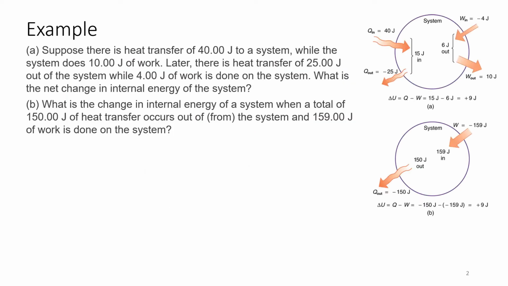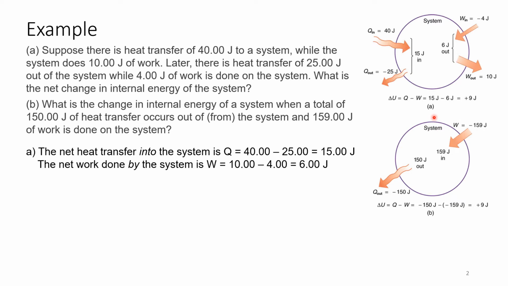Let's look at this example together. In part A, we need to first find the net heat transferred into the system and net work done on the system. Then we can use the first law of thermodynamics. So the net heat transferred into the system is Q equals 40, that's heat transferred to the system, minus 25, that's heat transferred out of the system. When it's out, we use minus.